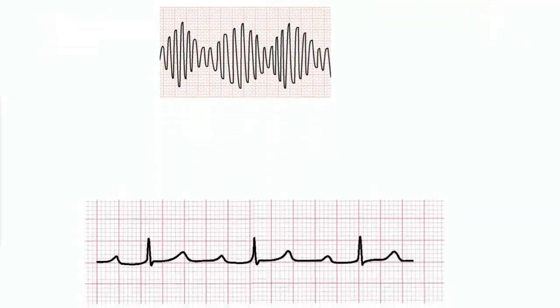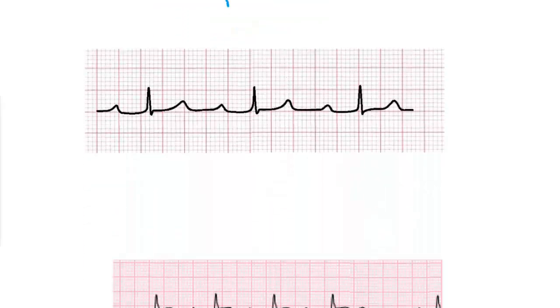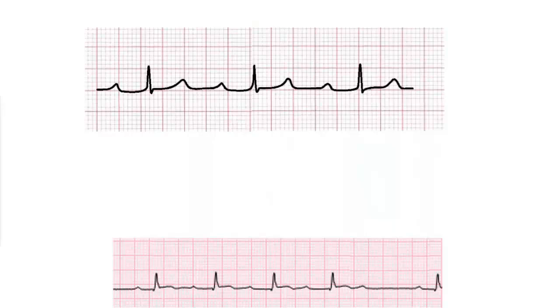What do we have next? So here you can see that the QRS is twisting around an isoelectric line. So this is an example of a torsade. Next few, we'll go over different heart blocks.